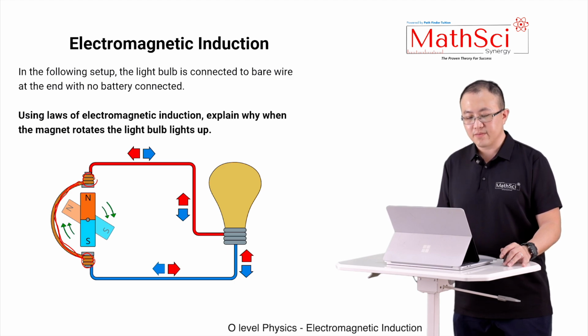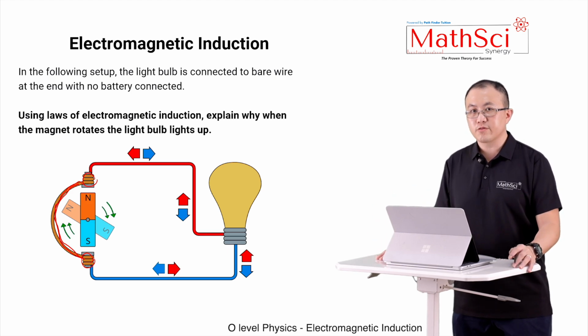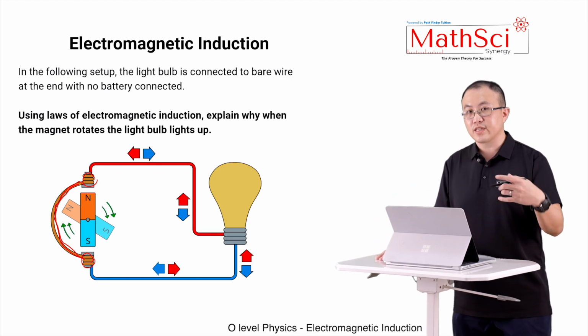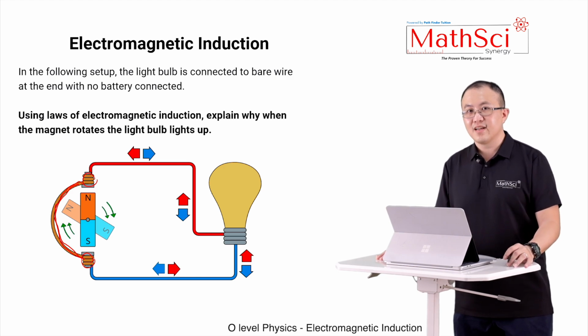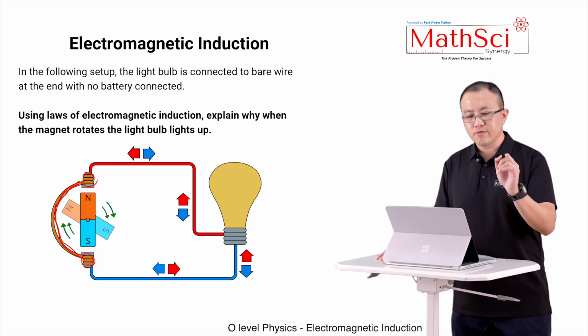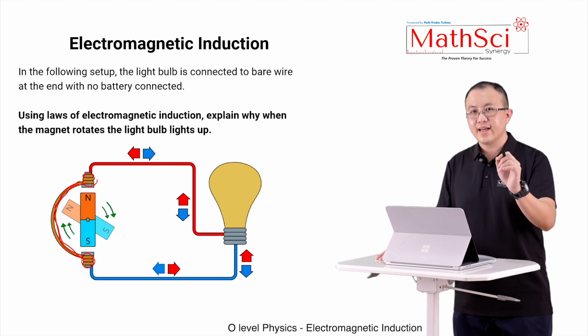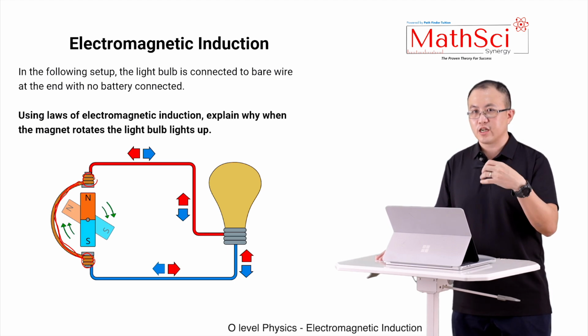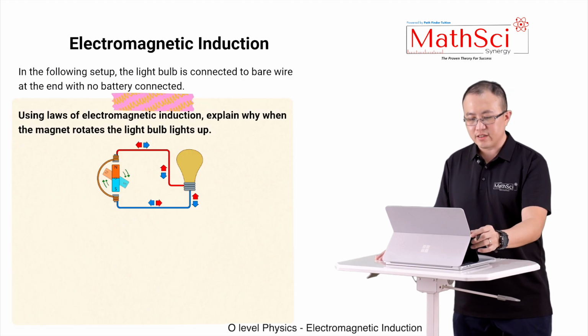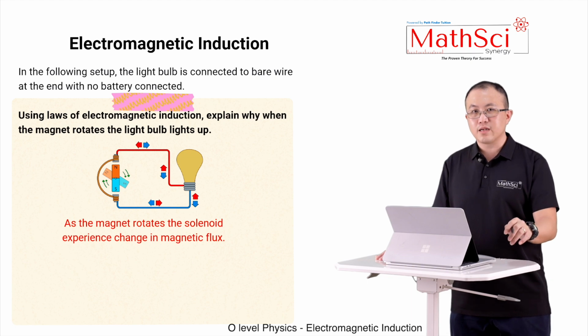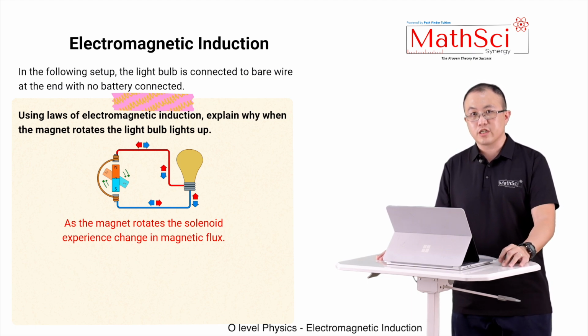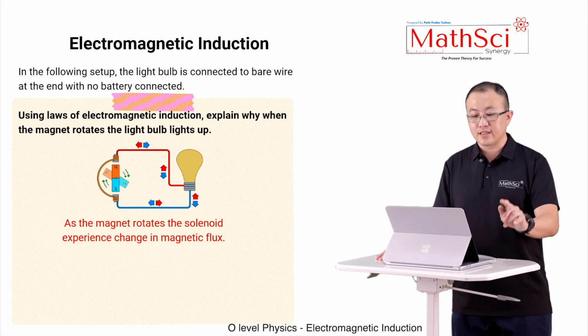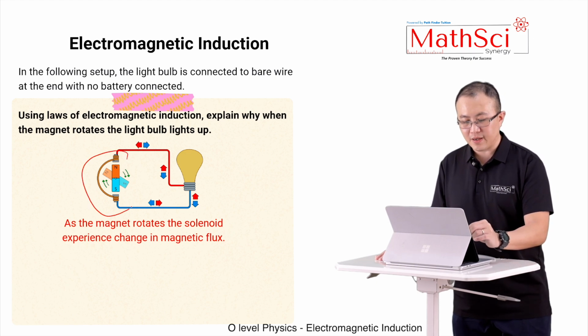Okay, so in this diagram, by right, we don't expect the light bulb to light up since there's no EMF source, no battery. But when you rotate the magnet, magically it happens. So the question is asking you why. It's important for you to point out where is experiencing the changing magnetic field, so in your answer, you should talk about that first. Point number one, as the magnet rotates, the solenoid experiences a change in magnetic flux, the field lines, which I'm talking about in this part.